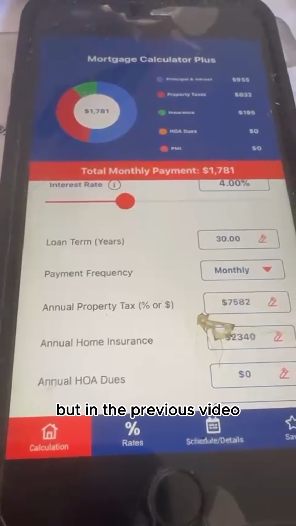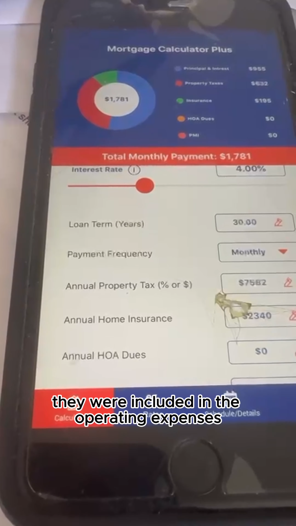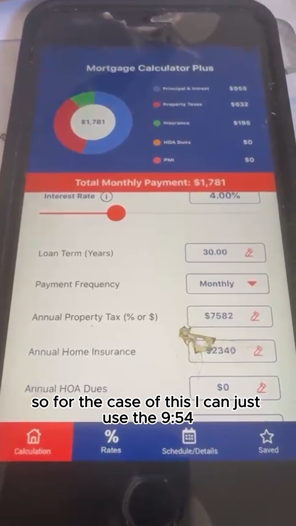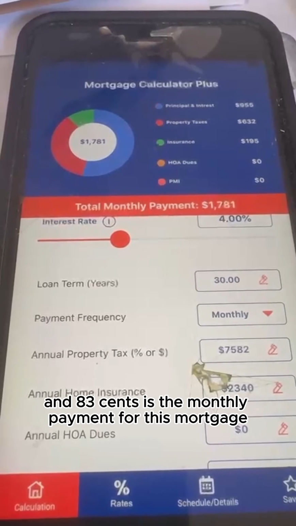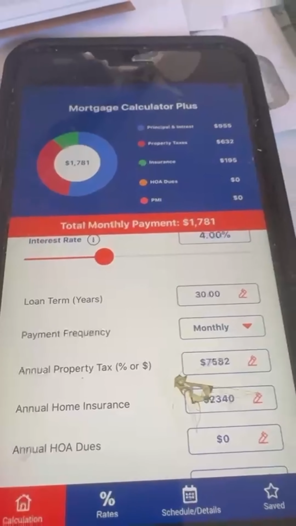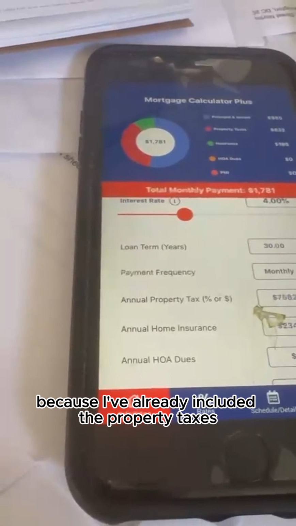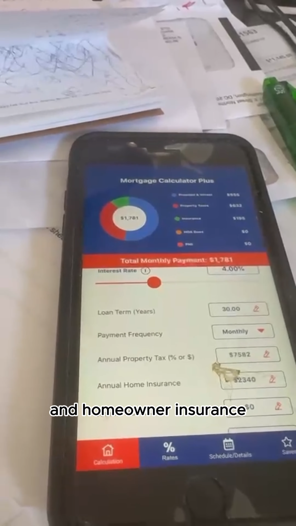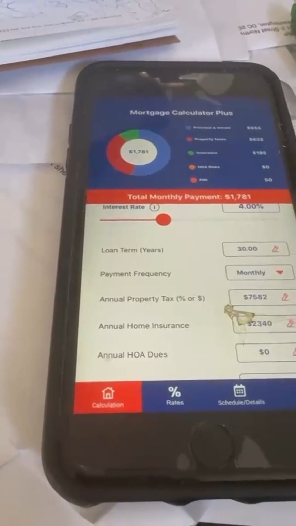But in the previous video, they were included in the operating expenses. So for the case of this, I can just use the $954, I believe 83 cents is the monthly payment for this mortgage. Just the principal and interest portion only, because I've already included the property taxes and homeowner insurance when I did my operating expenses.